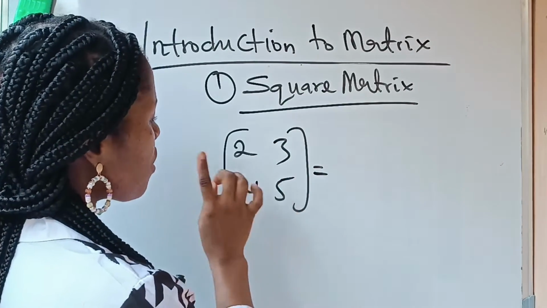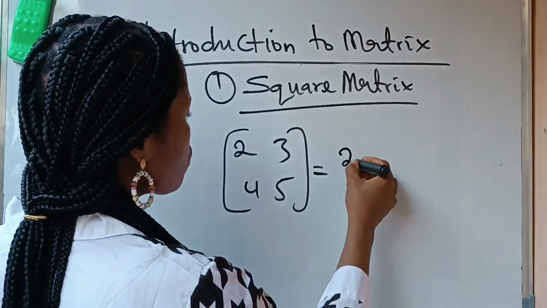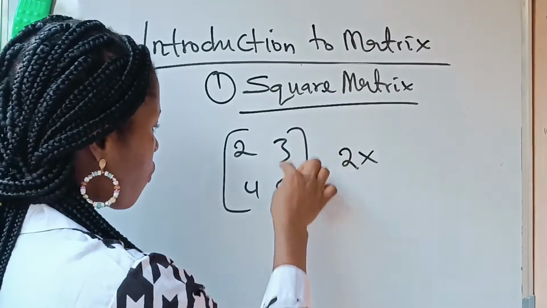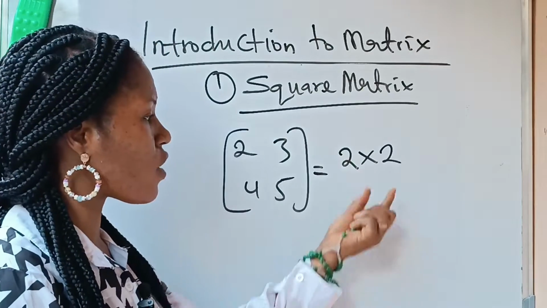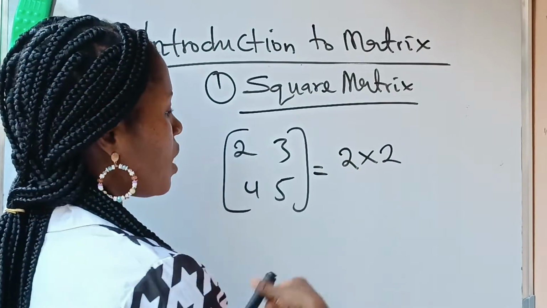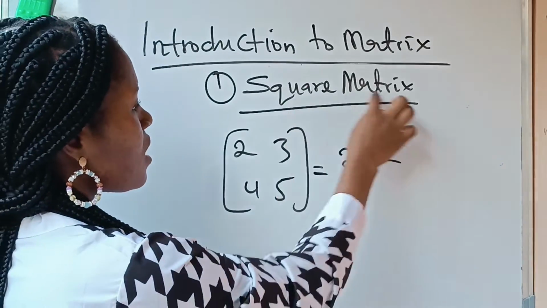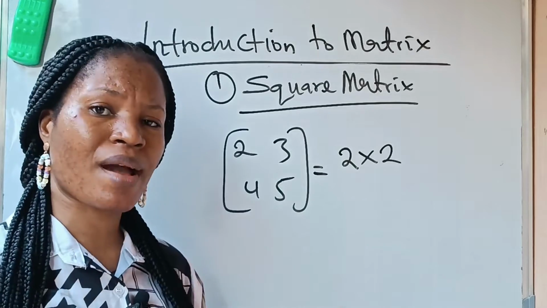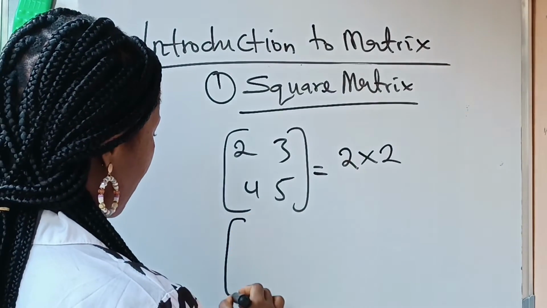Why? Because how many rows do we have? We have 1 and 2. So we have 2 rows by how many columns do we have? We have 1 and 2 as well. 2 columns. So we have a 2 by 2 matrix, meaning that the number of rows is equal to the number of columns. So it is a square matrix. Another example is a 3 by 3 matrix, a 4 by 4 matrix. Let me give an example of a 3 by 3 matrix.